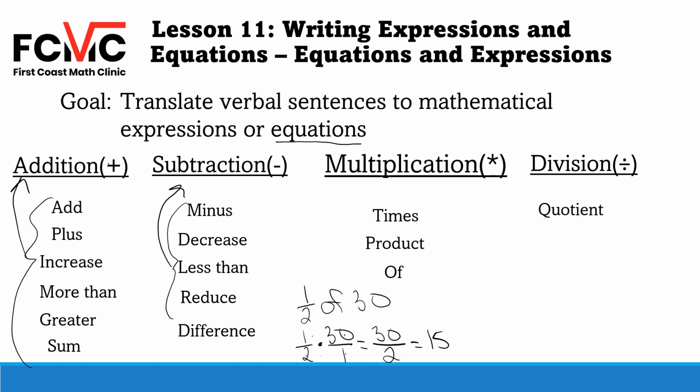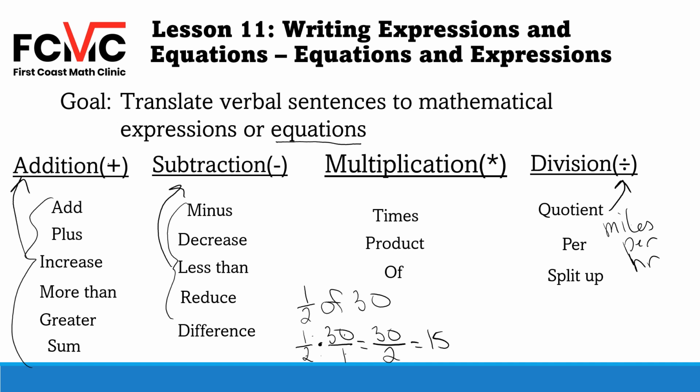And division: quotient is the result of a division problem. Per, where do we hear the word per? Think of miles per hour. So like a speed, we're dividing miles by hours. Split up, any kind of fraction or ratio relationship. Okay, all right.